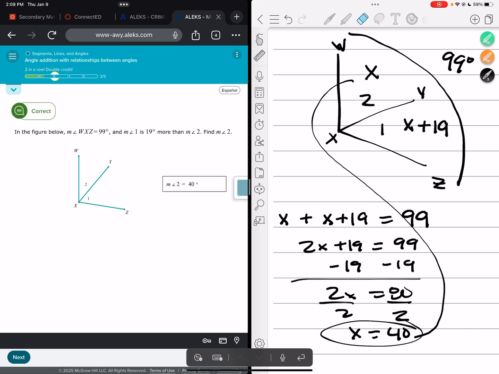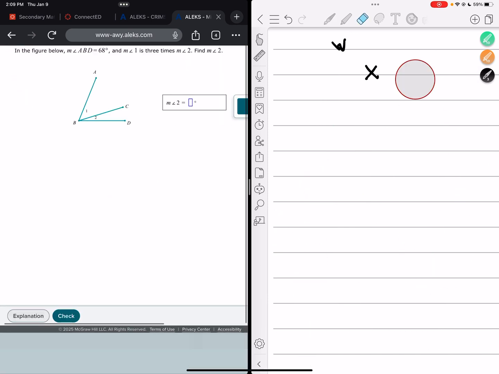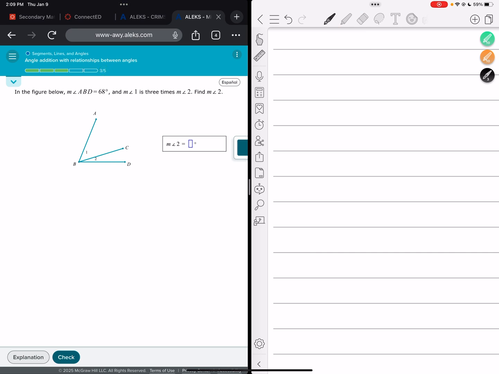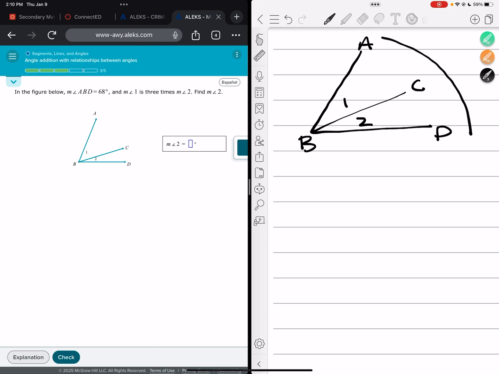We can check that. And if we do this one more time, we see that we have the angle ABD with the ray in the middle, angle 1 on top, and angle 2 on the bottom. They're telling me ABD, or this entire angle, is 68 degrees, and then they're saying that the measure of angle 1 is 3 times that of angle 2, meaning if angle 2 is X, then angle 1 is 3 times X.